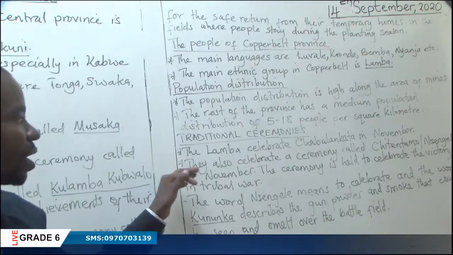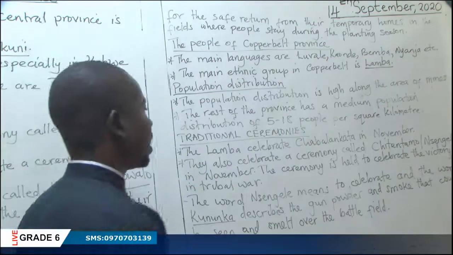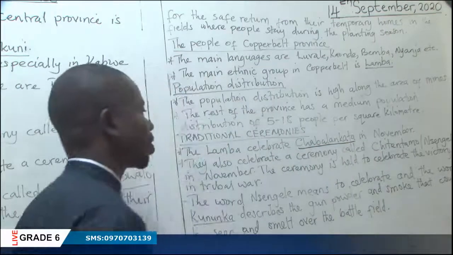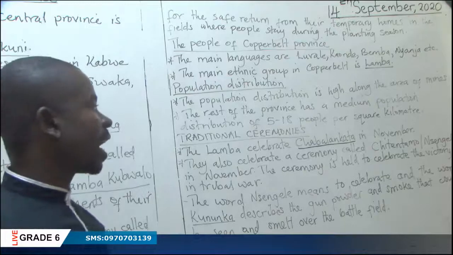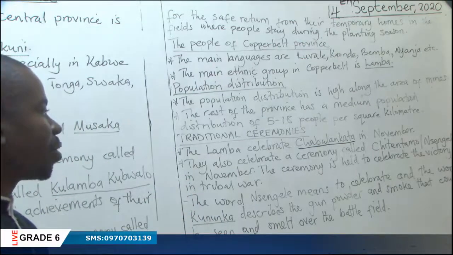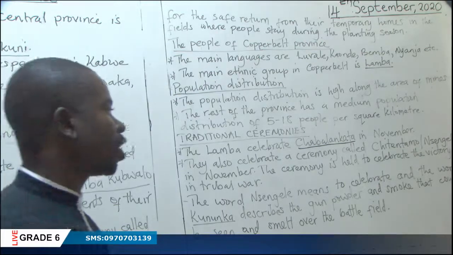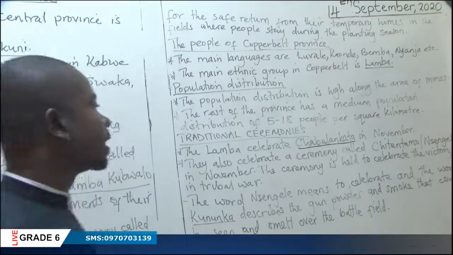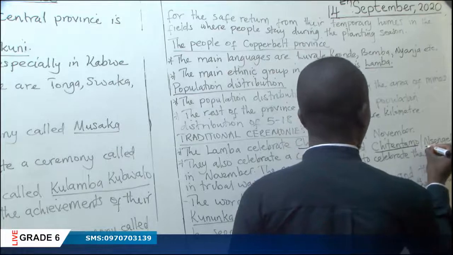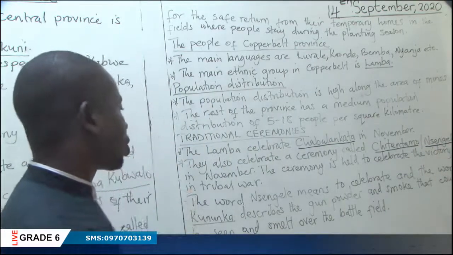So let's look at the traditional ceremonies, boys and girls. The Lamba celebrate Chabalankata in November. Okay, they celebrate a ceremony called Chabalankata in November. Okay, they also celebrate a ceremony called Chitentamo or Nsengele, in November as well.